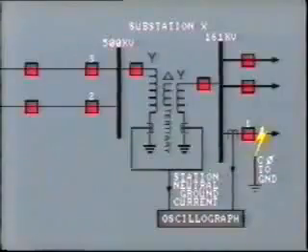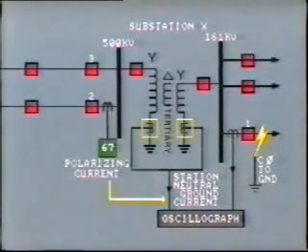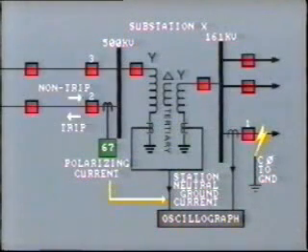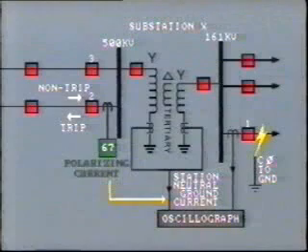But, you might say, if the protection worked okay, why should we worry? Well, the problem is that the same pair of CTs are also used to provide polarizing current for the directional relays on the line. This current is used as a reference to determine whether a particular fault is in the tripping or non-tripping direction. The direction of polarizing current is compared with the direction of current flow in the line.